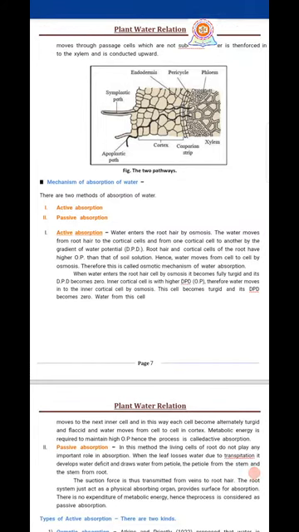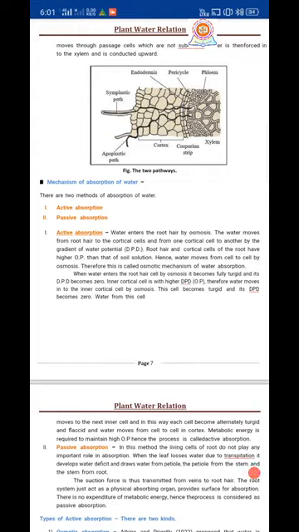Root hairs and cortical cells of the roots have higher osmotic pressure than the soil solution. Hence, water moves from cell to cell by osmosis. Therefore, this is called the osmotic mechanism of water absorption.